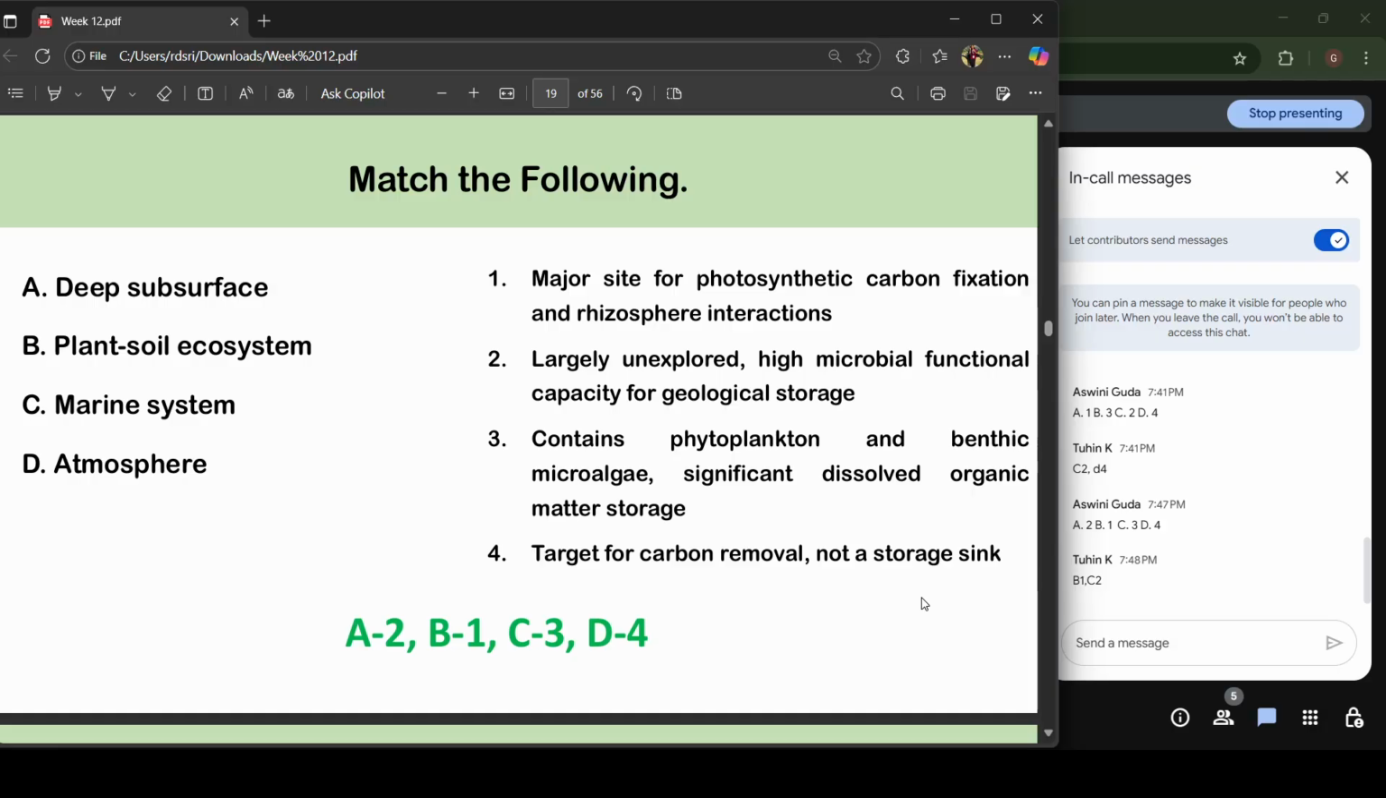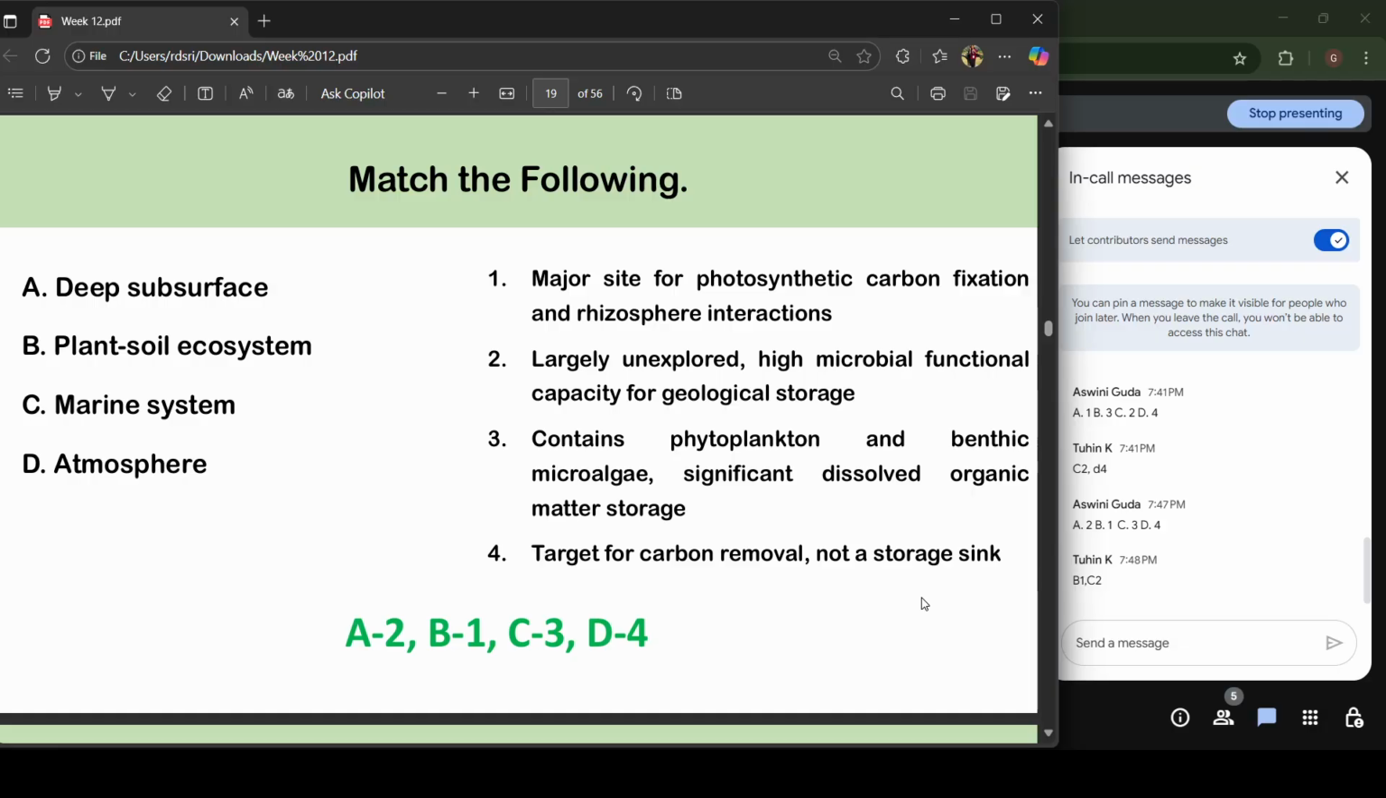Okay. So when we talk about deep subsurface systems, these systems are largely unexplored, and they have high microbial functional capacity for geological storage. So the term geological storage is going to be the key where we are going to map this particular characteristics with the deep subsurface systems.